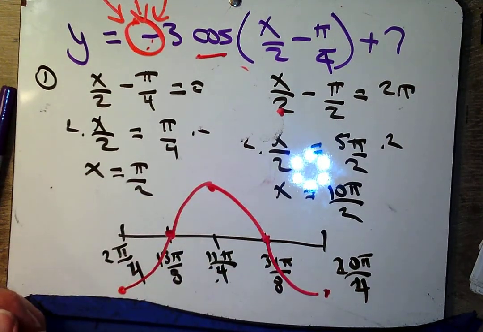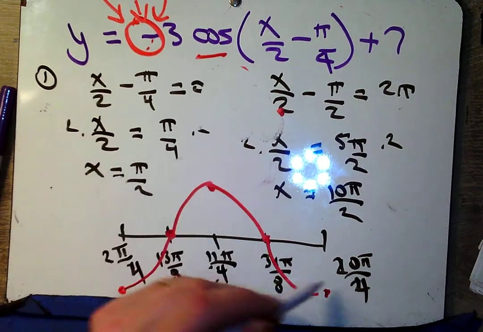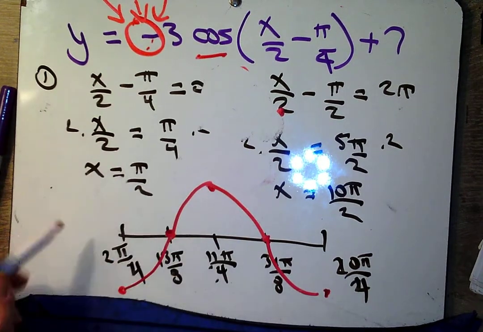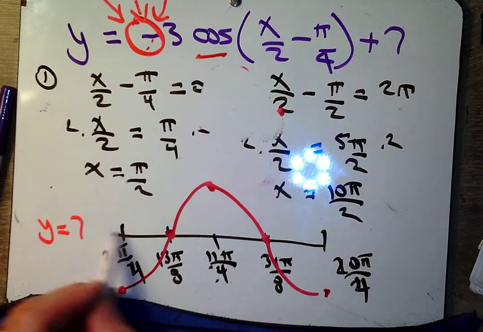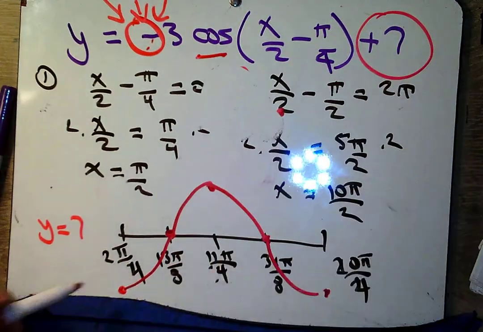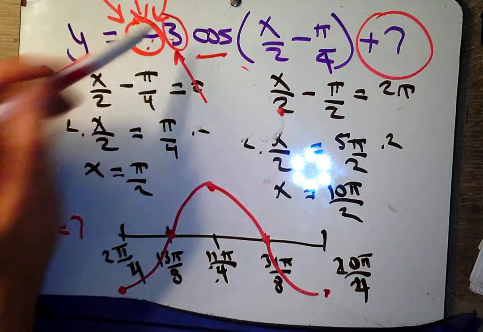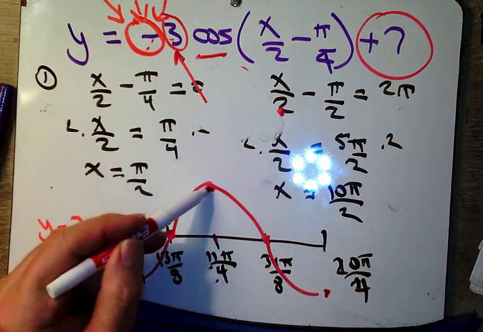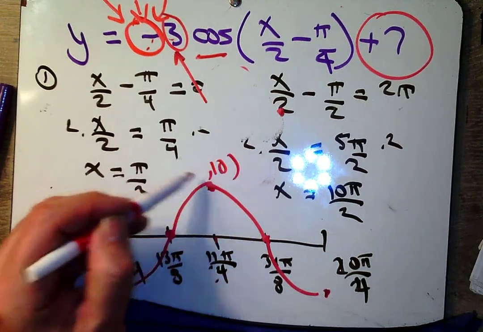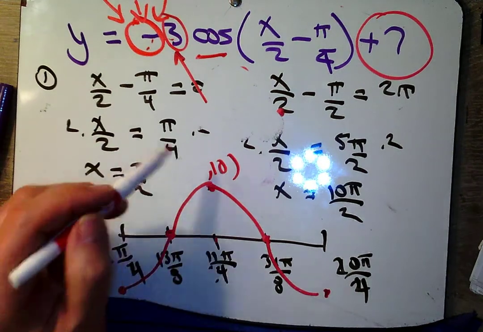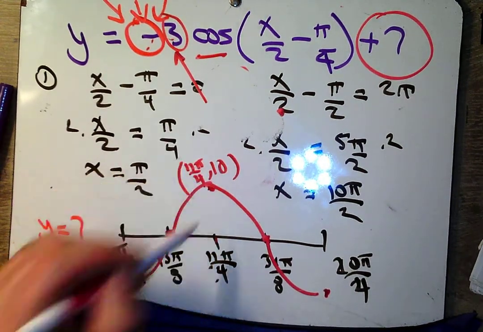again. Okay, so we found the quarter points. We drew in the shape. I kind of want to now say that this is y equals 7, my midline. And now finally, let's use the amplitude. The 3 is the amplitude. I'm going to go up 3. 7 plus 3 is 10. And if you want to reduce any of these, now's a good time to do it. I'm not going to.